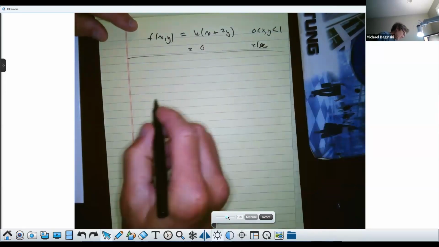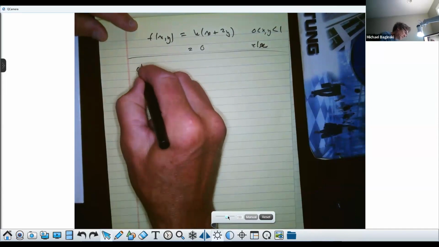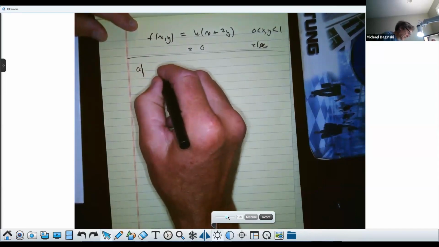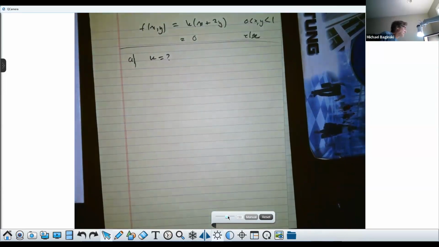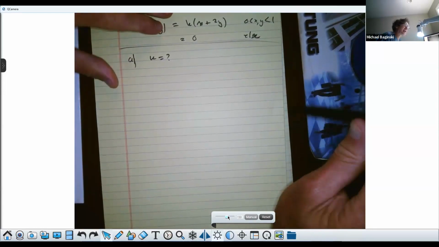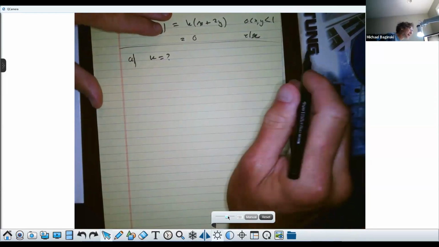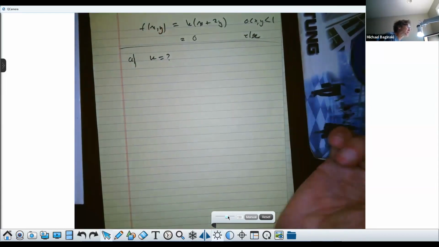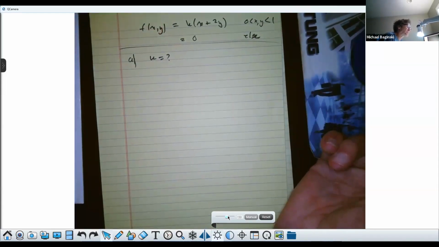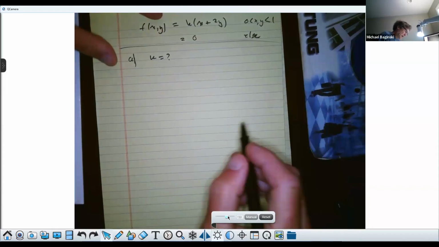First, let's make sure everybody gets this: what is k? Does anybody want to tell me? So everybody got an idea? I think you all know. What are we going to do? We're going to integrate the function over the range it exists and set it equal to 1, right? That's it in a nutshell, and you all know that.